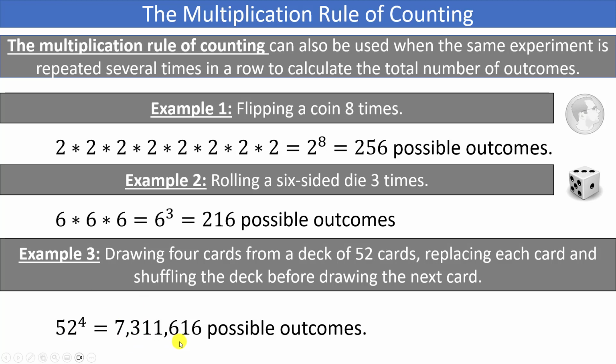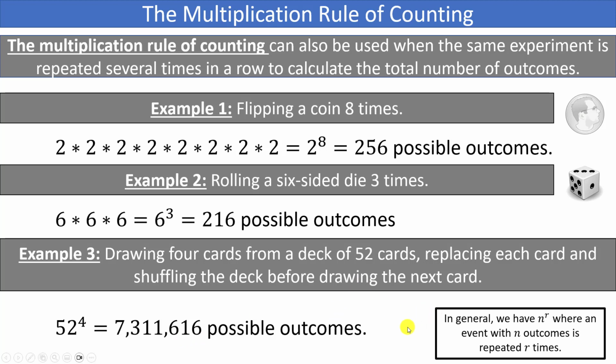7,311,616 possible outcomes. If you want to write this out kind of like a formula, in general, you might say that we have n to the r power to calculate one of these values, right? Where an event with n outcomes is repeated r times. Like the flip of the coin had 2 different outcomes, and we repeated that 8 times. So you would have 2 to the 8th power, or whatever for any of these other examples.